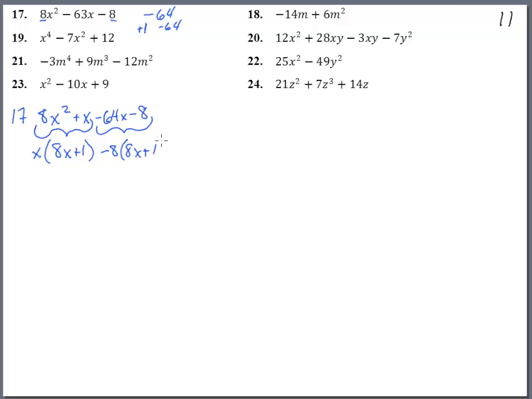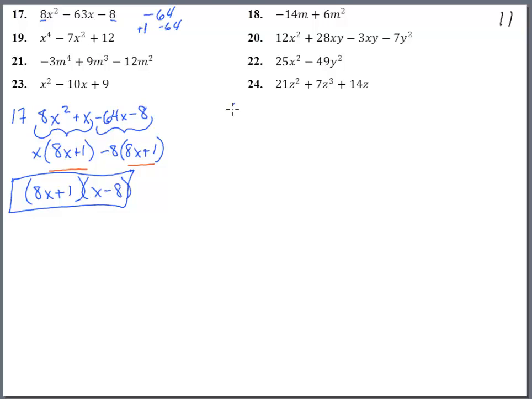And you'll see, once we have done that, hey, look at that. We have that cute little 8x plus 1 sitting in both locations. We now have 8x plus 1 times x minus 8. And if you did it the other way and switched those two around, you would get x minus 8 and 8x plus 1, same thing, no matter what.